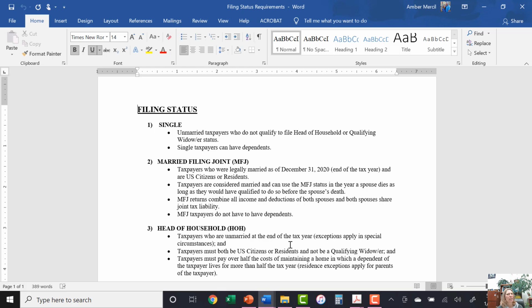Just because you're single doesn't mean you don't have dependents. It means that if you have to use the single status, you don't qualify for a different status. So pretty easy, pretty straightforward.